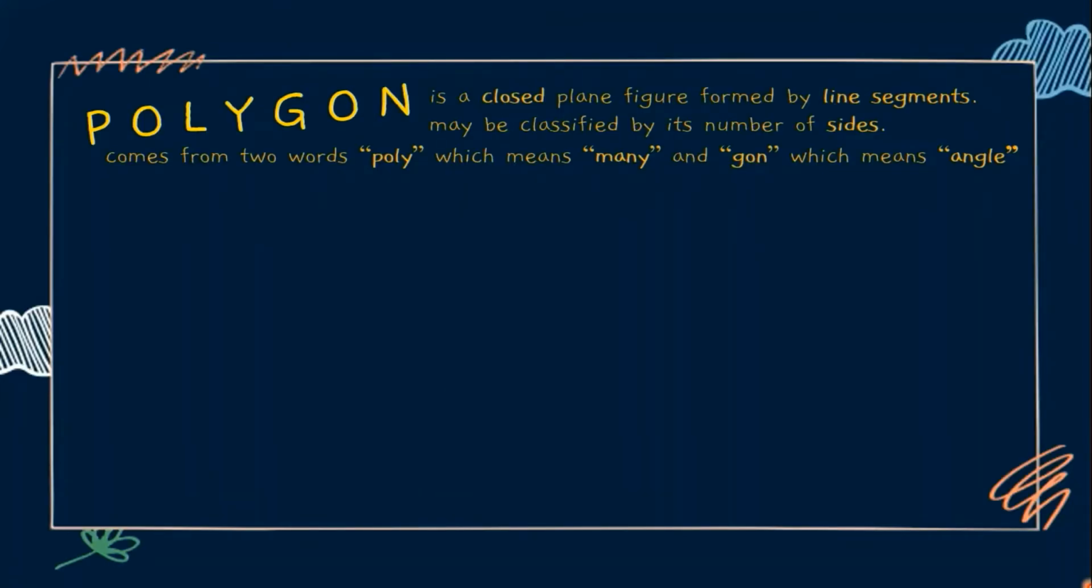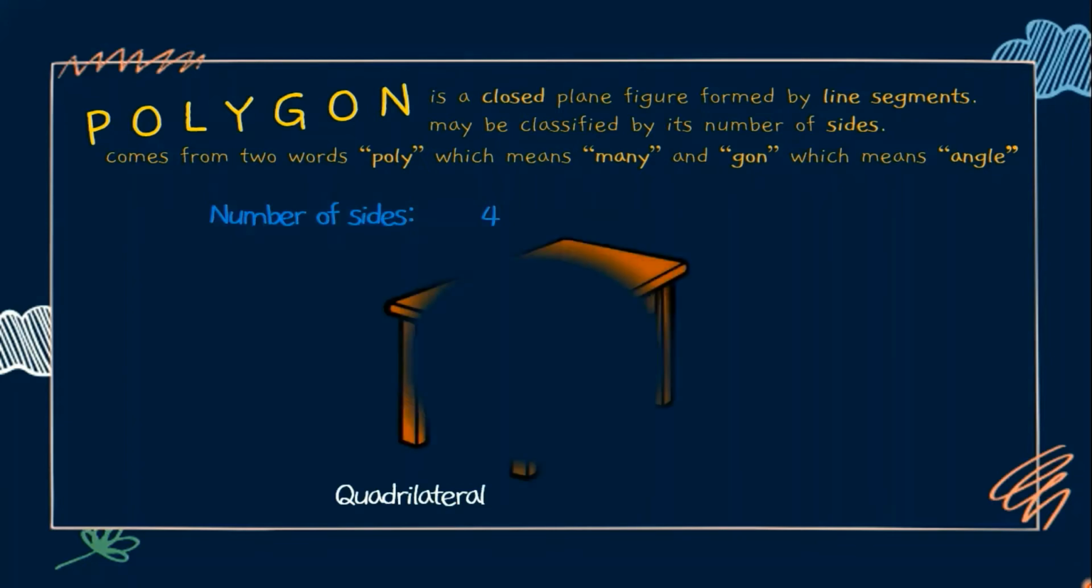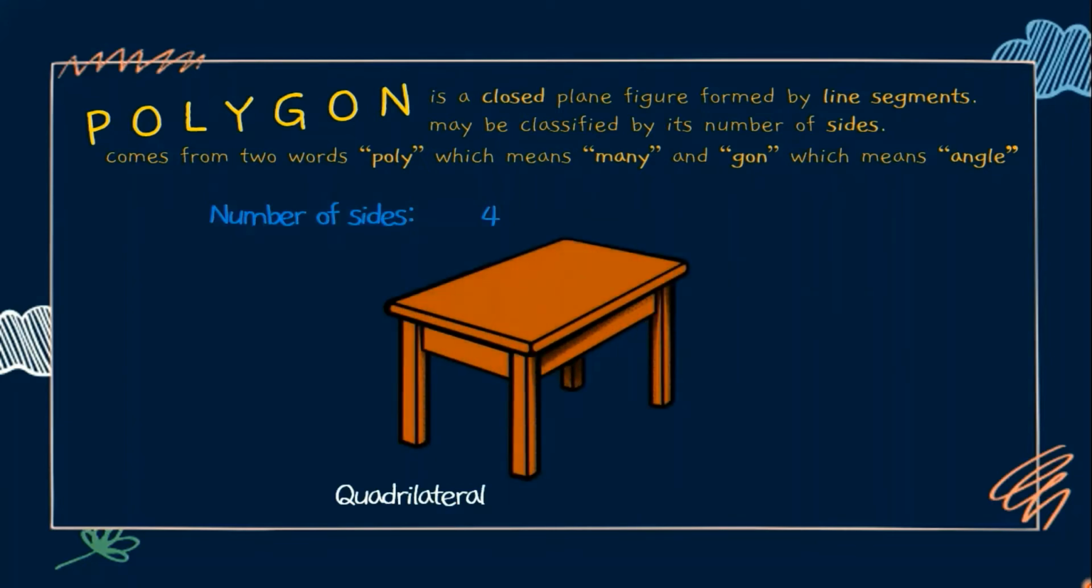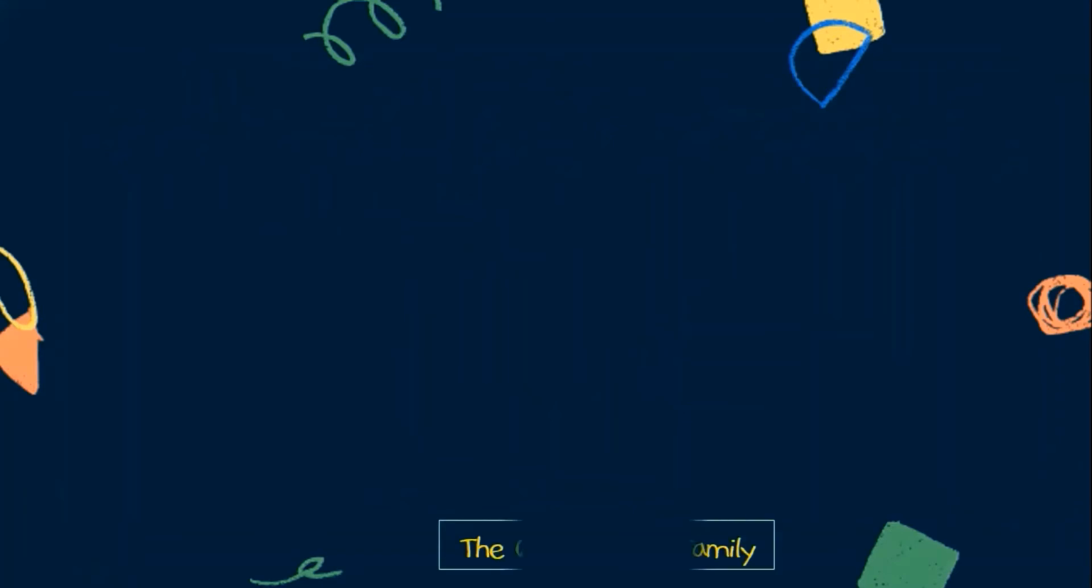Another classification of polygon depending on its side. If a polygon has 4 sides, it is known as a quadrilateral. And this is a real object referring to a quadrilateral. Meron siyang 4 sides. The stable surface has 4 sides. So, quadrilateral ito. And a quadrilateral has different kinds.